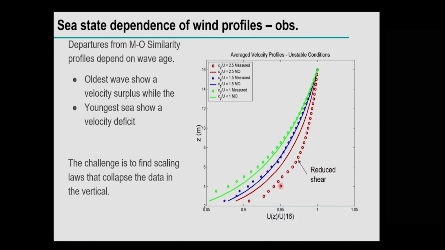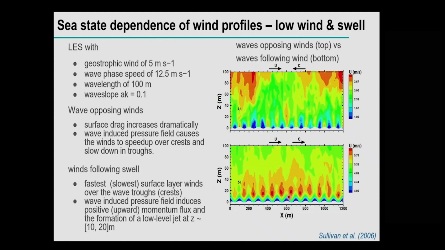And so here I'm going to just show you another clear example of this. This is now for unstable conditions, and the different dots colored are depending on wave age. So red is the oldest, more mature waves. And so the solid line is what the Monin-Obukhov theory would give you, and then the departures from it are due to having swells or not. And so this is what the measurements give us.